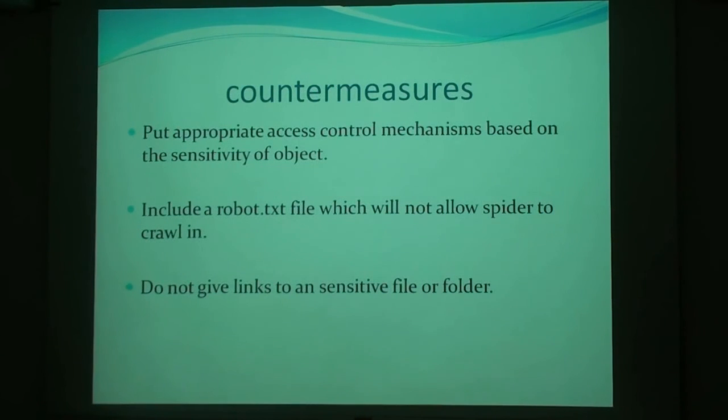Put appropriate access control mechanisms. That is, based on the sensitivity of a document or a file, you can password protect it or you can even encrypt it. Include a robots.txt file. This basically tells the spider that this particular file is not accessible by them. But in some cases there are malware spiders which also bypass this kind of file. And the last one is do not give links to any sensitive file or folder. Basically what WebRipper does is try to follow all the links within the file. So it is better to not give links to those files or folders.